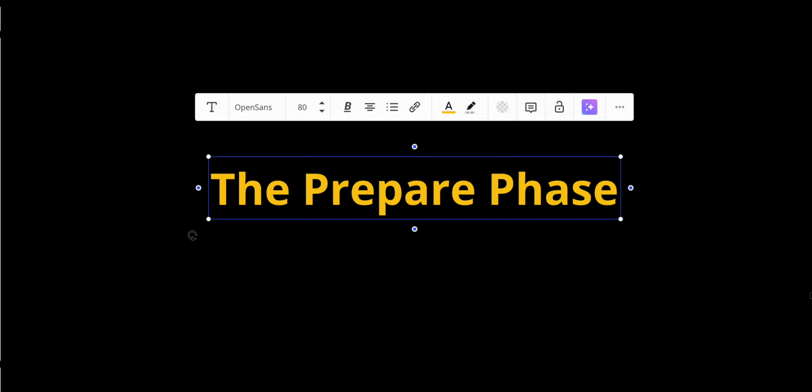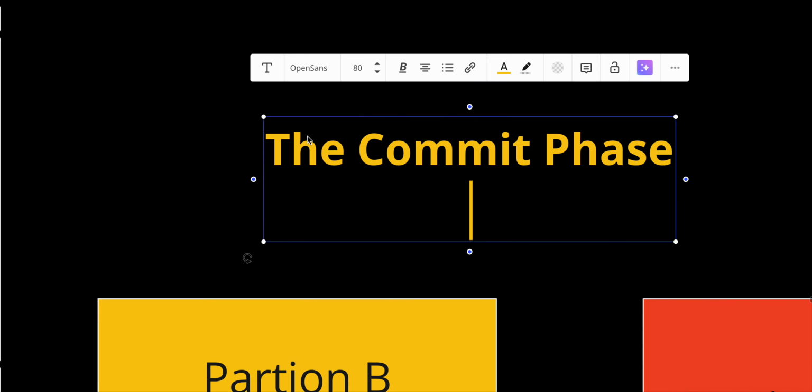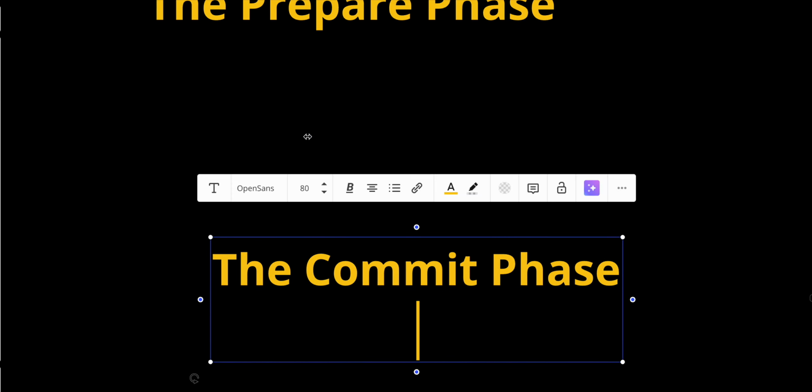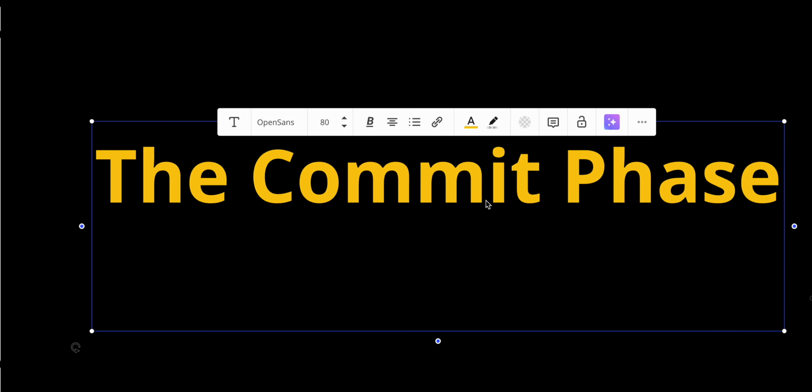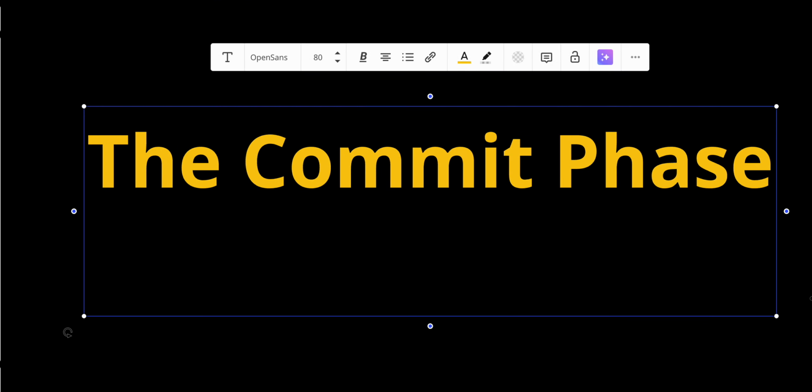The next thing we have is the commit phase. Let me put the commit phase here for you guys. If all partitions respond with yes, the coordinator proceeds to the commit phase. It sends a commit message to all partitions, instructing them to finalize the transaction. Once each partition confirms a commit, the transaction is considered successful.